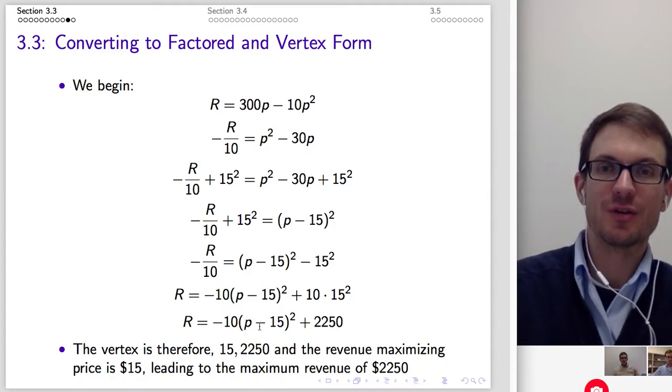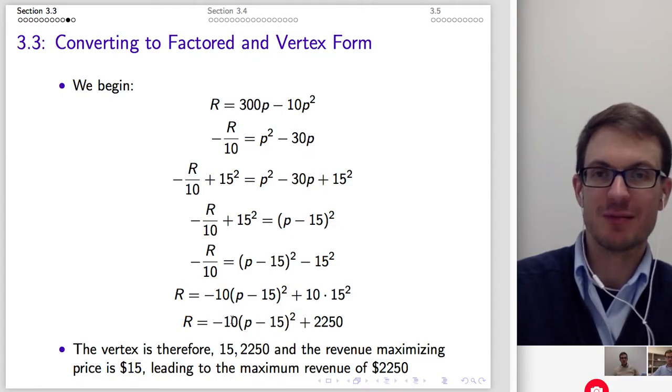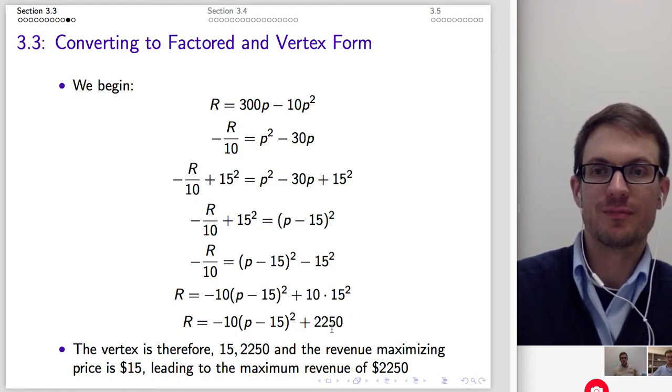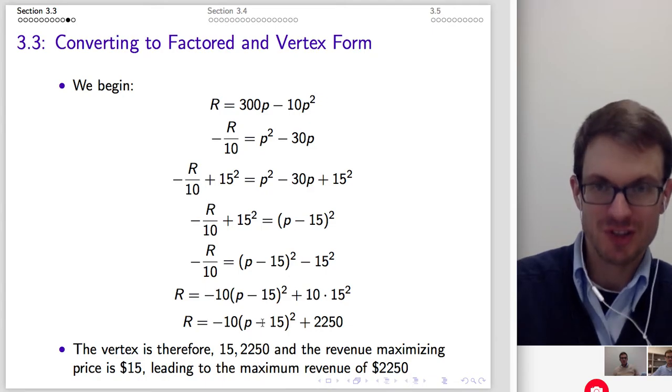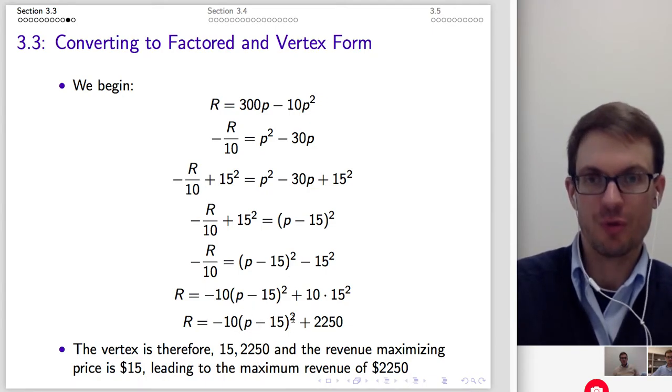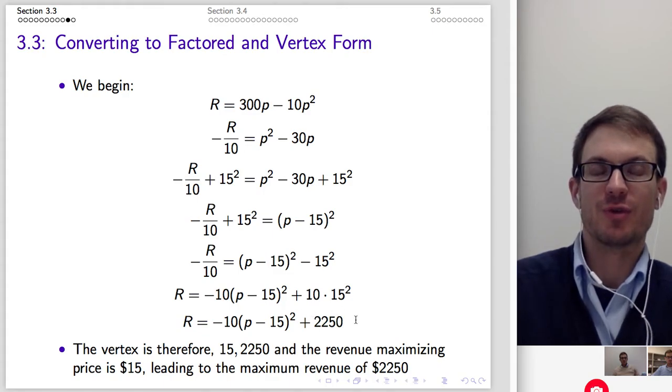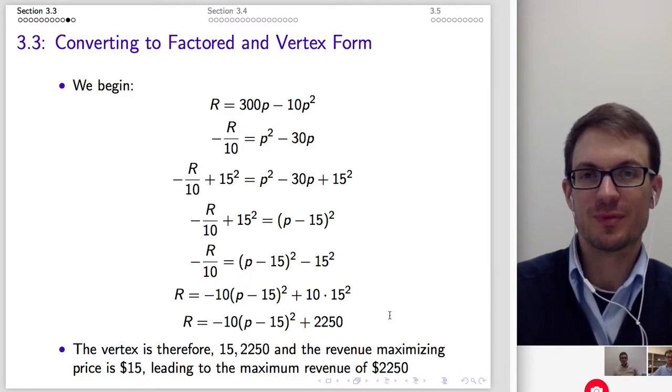So let's set p equal to 15. That makes this 0 times 10 is 0. So then revenue is 2250. All right, so the revenue maximizing price is exactly 15 because that's what makes this whole thing turn to 0 and drop out. And then revenue is maximized at the level of 2250. All right, I think that's kind of neat.